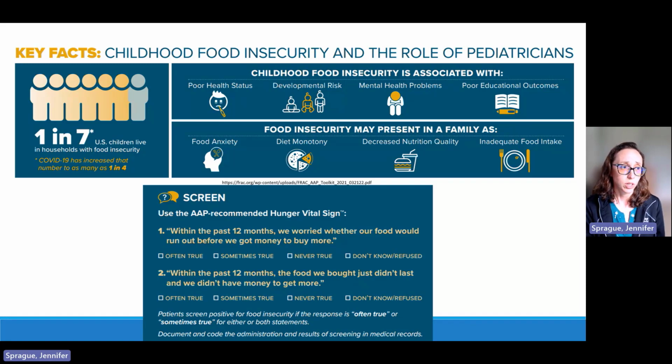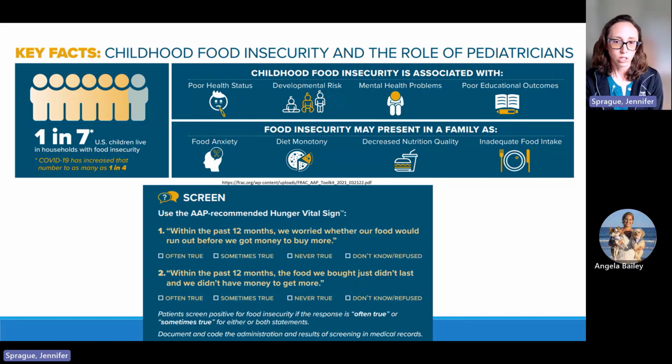And it's associated with worse health status, developmental risks, mental health problems. But from a nutrition perspective, it can lead to diet monotony and decreased nutrition quality. So fast food, quick things that you don't have to cook. If you don't have a kitchen, you can't cook real food. So those things are going to be associated with higher risk of obesity.